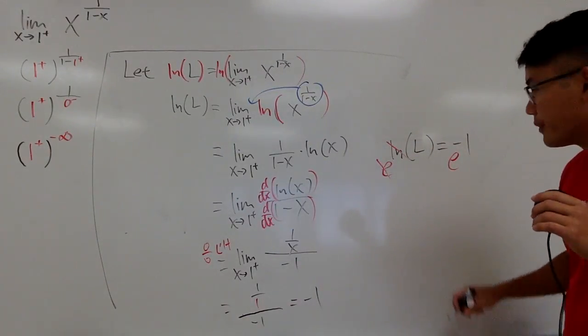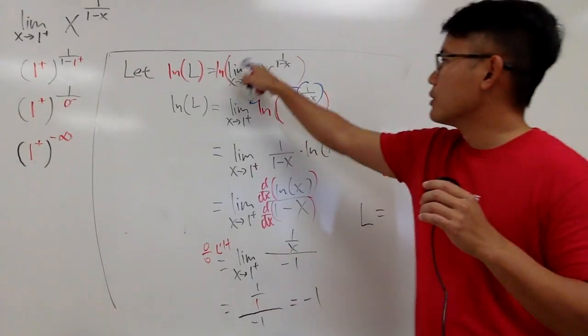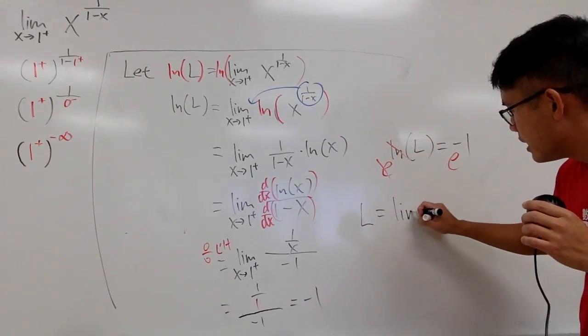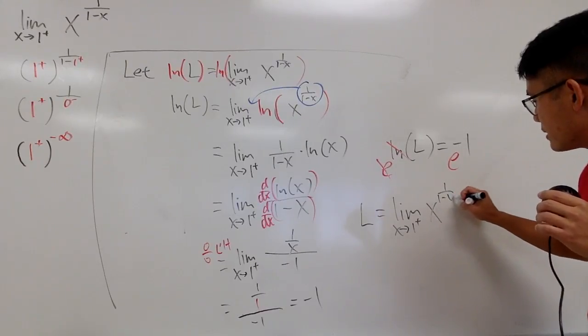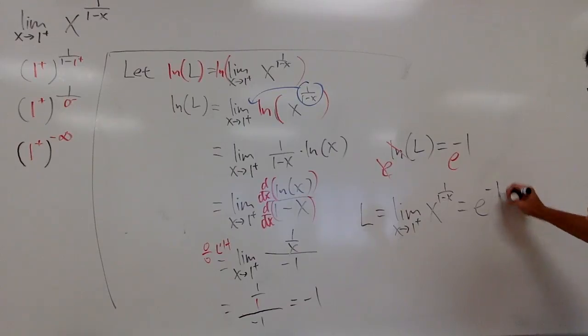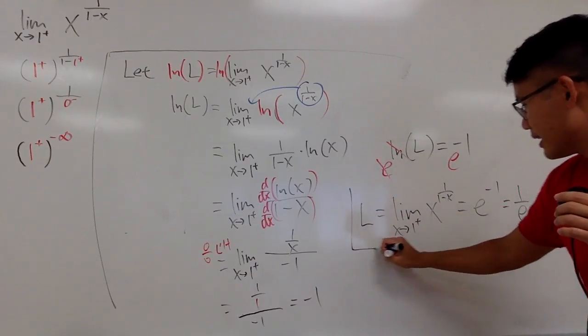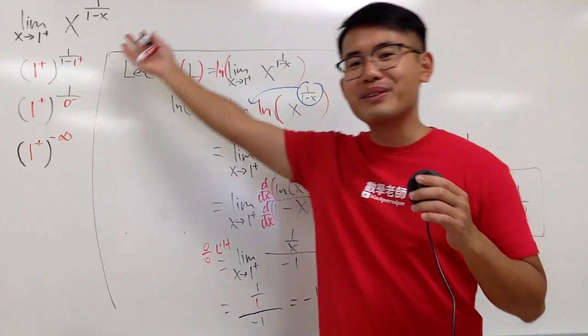So they cancel. And in the end, we see that L, which was the original question, namely the limit as x approaching 1 plus of x to the 1 over 1 minus x power, is equal to e to the negative 1 power. And if you prefer, you can also write this down as 1 over e. Up to you. But I will just box this for you guys, and this right here is it for that question. That's it.